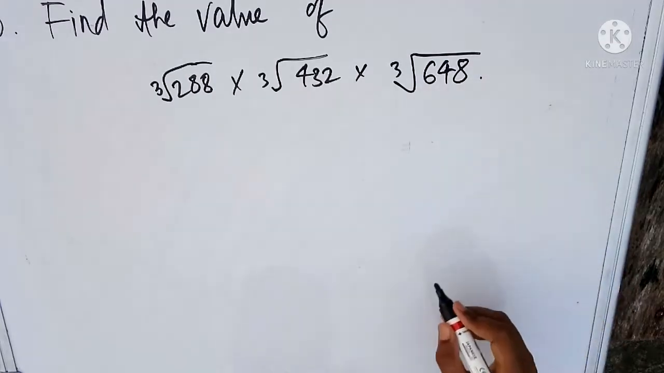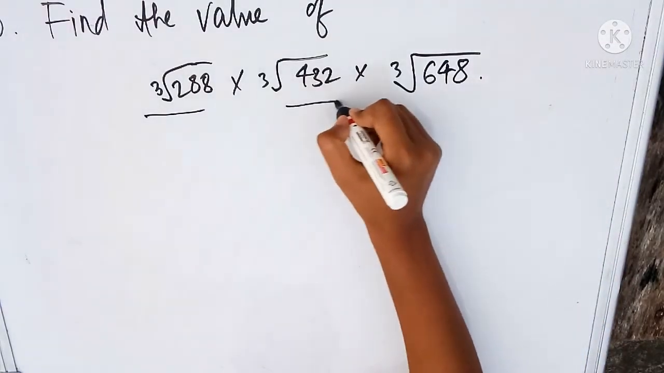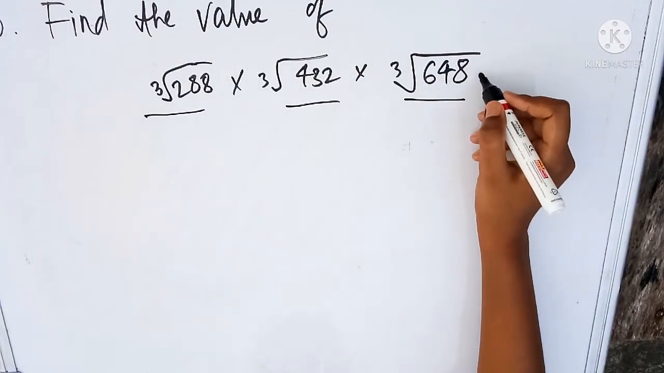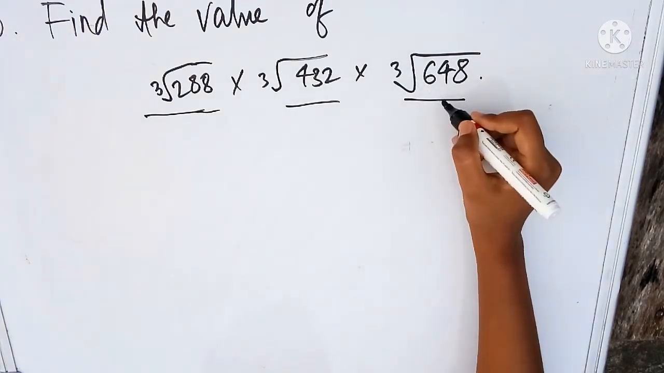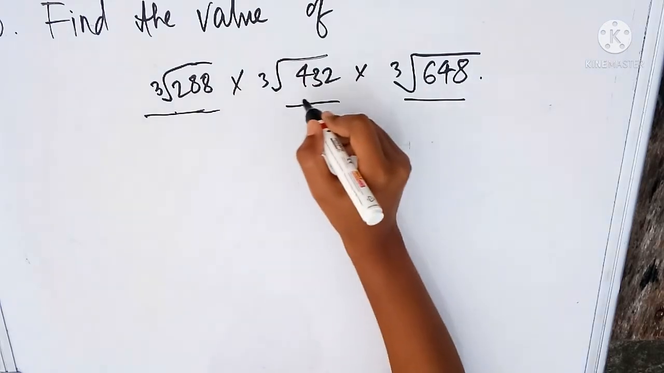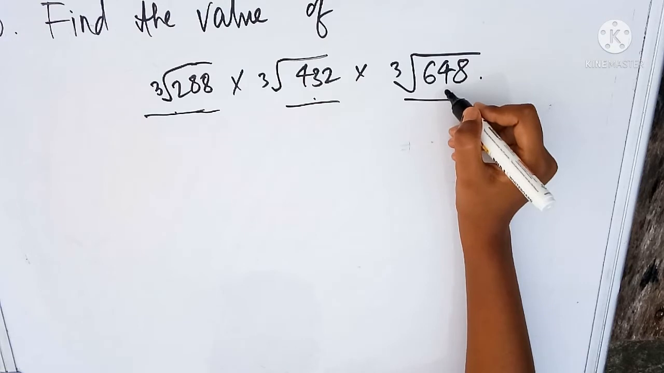Now if you try to find the cube root of all these terms separately, then you will get decimal numbers, because all these numbers are not perfect cubes. So to make it a perfect cube, we can do one thing. We can multiply all these numbers inside the cube root.